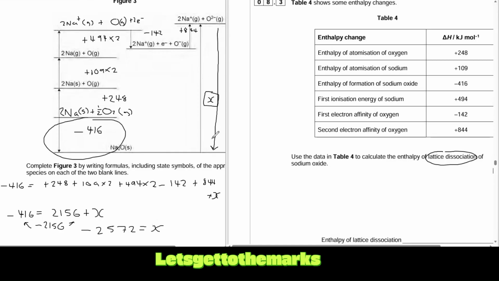But x is that, and we want to calculate that. These are exactly the same, except you reverse the symbol. So actually, our final answer is that, having calculated the lattice formation, the lattice dissociation enthalpy is equal to plus 2572. And that is going to get you all of the 2 marks. All that effort for 2 marks. What a pain.